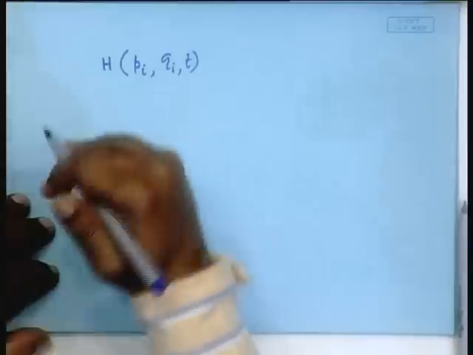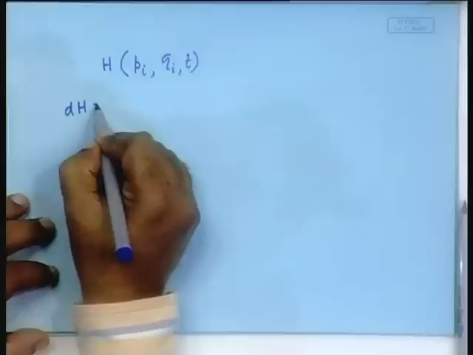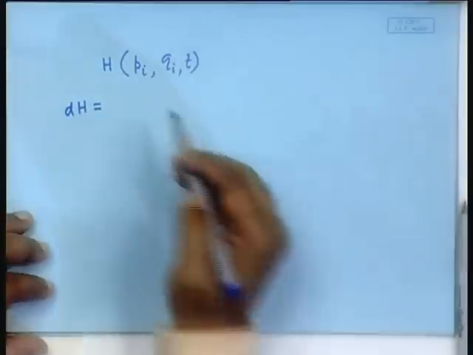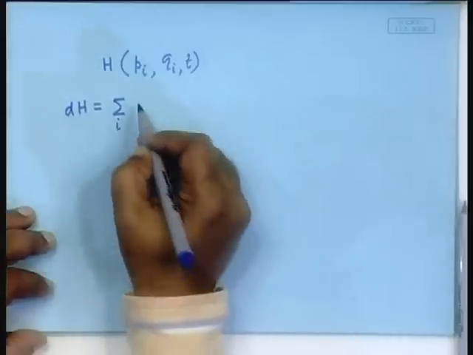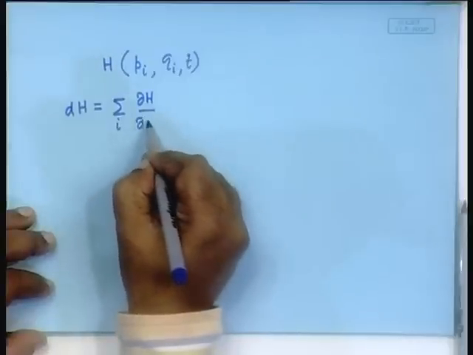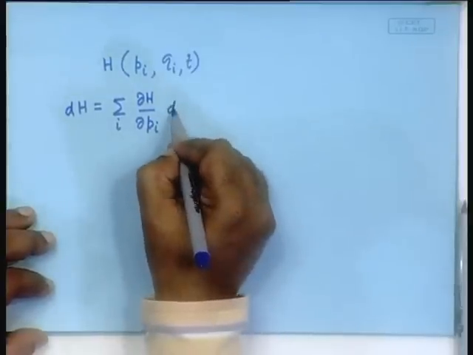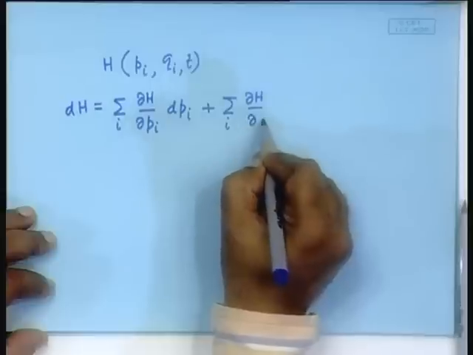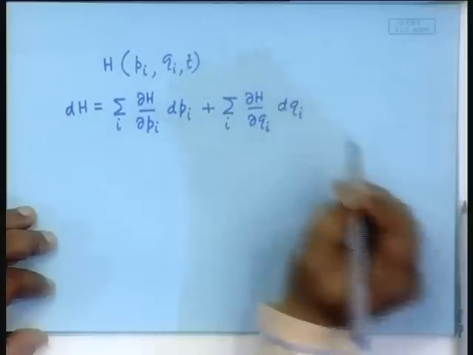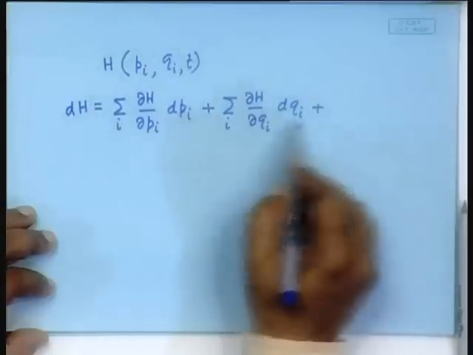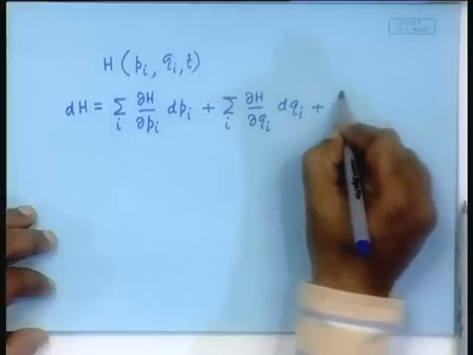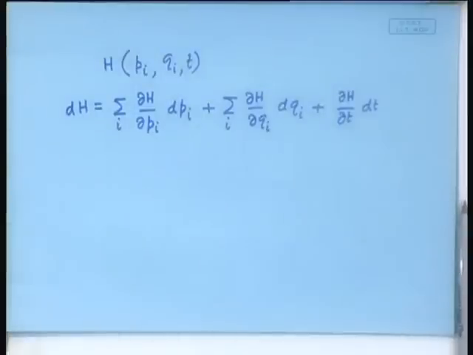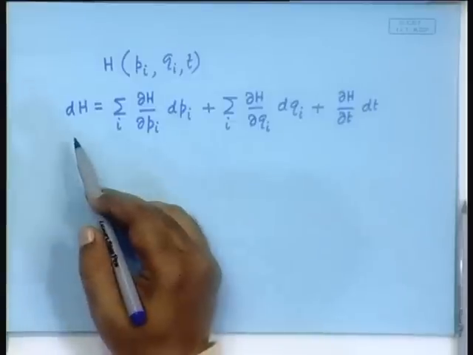If that is so, then if we take a differential of it, we can write dH as, if it is dependent on three things, then we can expand it by the chain rule to obtain the sum over i of the partial derivative of H with respect to p_i times dp_i, plus the partial derivative of H with respect to q_i times dq_i, plus, this time it will not be a summation, these two are summed over, this will just be the partial derivative of H with respect to t, times dt. So, this is how this term expands.